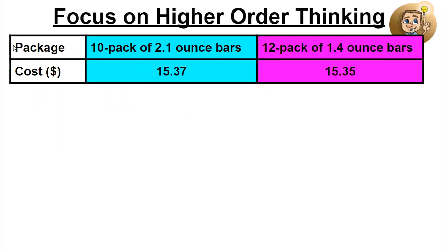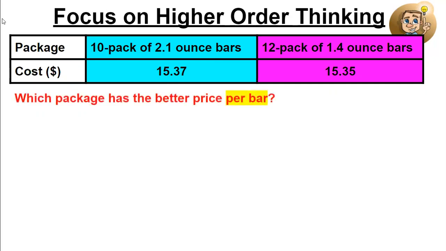Okay, welcome back. Let's talk about focusing on higher order thinking. So we have a 10 pack of granola bars that are 2.1 ounce per bar. They cost $15.37. Then we have a 12 pack package of 1.4 ounce bars that cost $15.35. So the bars are smaller, but there's more in the package. So what are we going to figure out? Which package has the better price per bar?